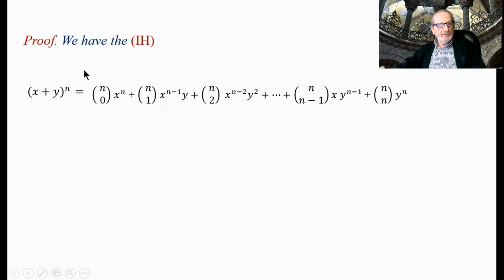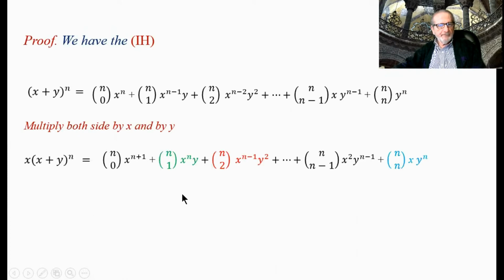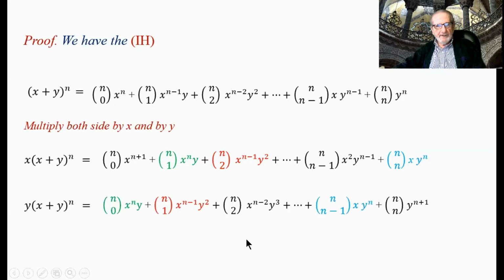So we start with our hypothesis, and I'm going to multiply this by x and by y, and then add. Multiply both sides by x and y. You get this when you multiply it by x, and you get this when you multiply it by y. Now I'm going to add these two, and I put this color here to see what happens because I need to add these two terms.